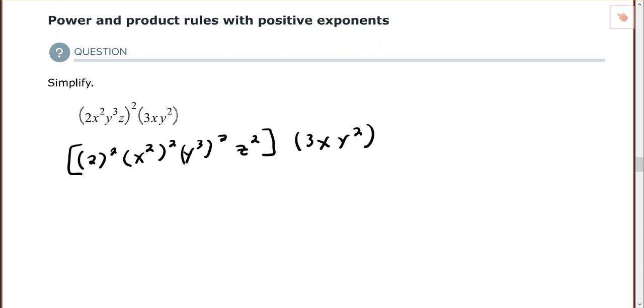Okay, so we want to simplify inside these brackets here. So 2 squared, 2 times 2 is 4. X to the second raised to the second, x to the fourth. Y to the third raised to the second, multiply those exponents, y to the sixth, z squared times 3xy squared.